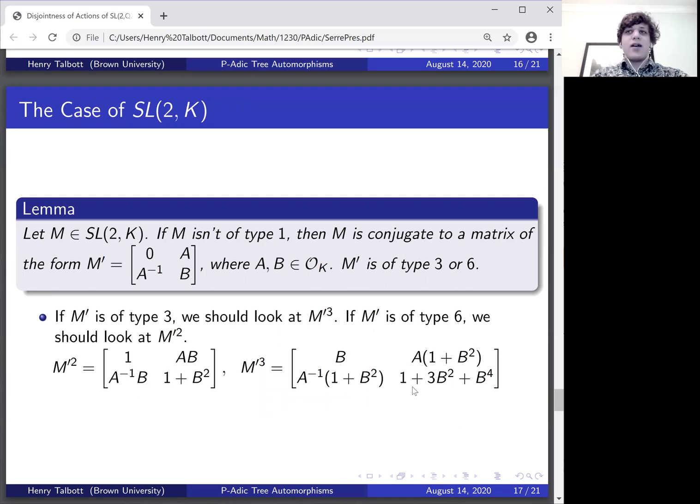So notice if M prime is type 3, i.e. the rotation case, we actually want to look at M prime cubed, since that'll move everything back into the fixed case. If M prime is type 6, or the swap case, we'll look at M prime squared, because that'll undo the swap and put us back to an everything is fixed case. We then have maps that actually do, at least for points below the ring of integers, fix the radii of points, or radii of balls. I've just written out here what M prime squared and M prime cubed look like. These aren't affine, but in some sense they're good enough that we can do the same kind of analysis as before.